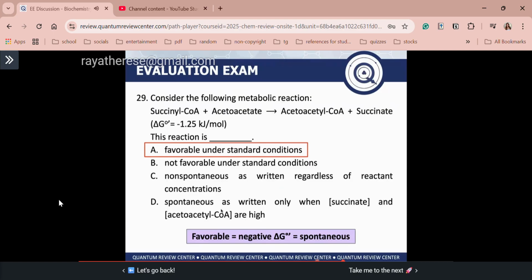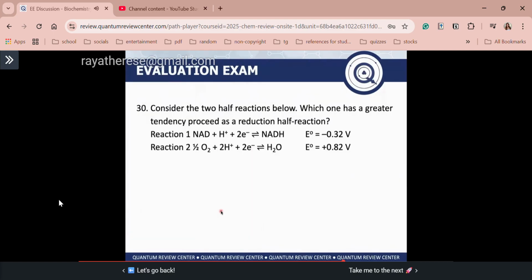Okay, so class, again, for our next item, ayan. Oh sir, but my reduction potential here. No class, this is just a straightforward reaction that's still under your bioenergetics discussion. Let's read. Consider the two half reactions below. Which one has a greater tendency to proceed as a reduction half reaction? So reaction 1, this is just the electron transfer from your NAD plus to NADH. Okay, so this one is our ETC complex 1, diba? Remember, so reaction 2, that's in your complex 4. The final electron transfer to your oxygen to yield water.